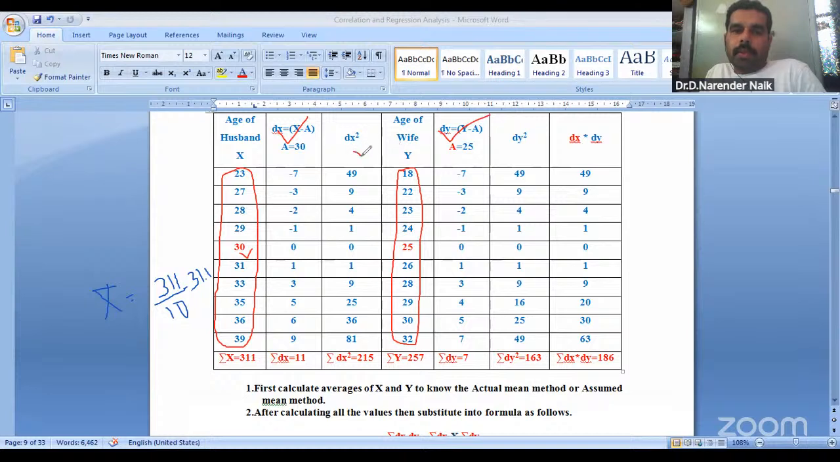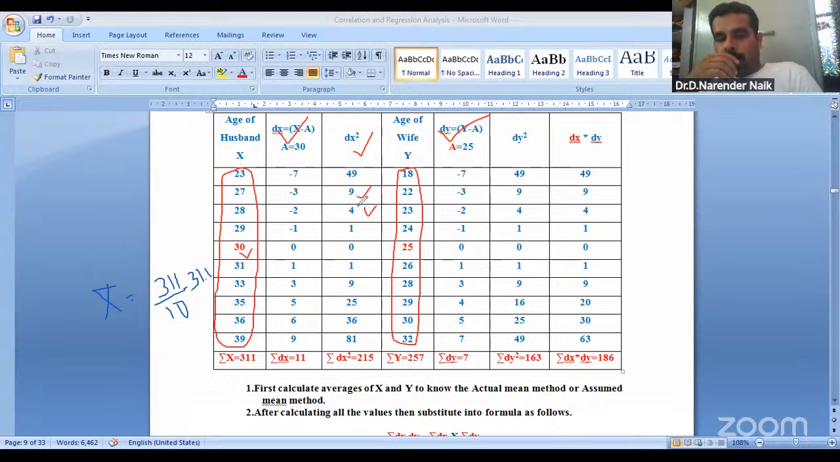Then for dx square: 7 square is 49, 3 square is 9, okay, 2 square is 4, 1 square is 1, 0 square is 0, 1 square is 1, 3 square is 9, 5 square is 25, 6 square is 36, 9 square is 81. So sigma dx square is equal to 217. 217 is the sigma dx square value.